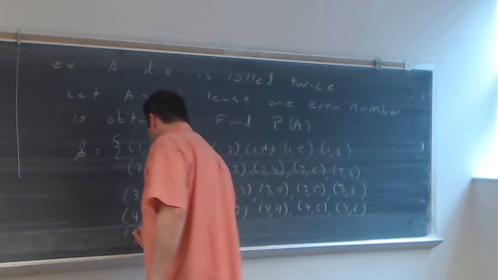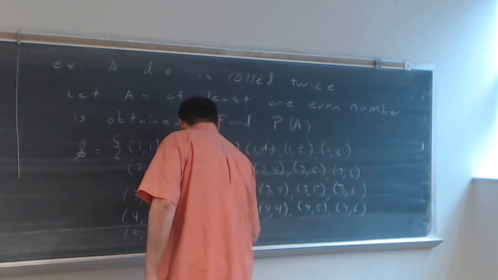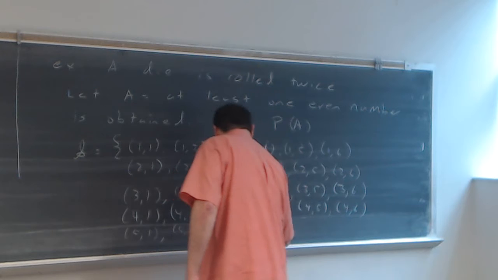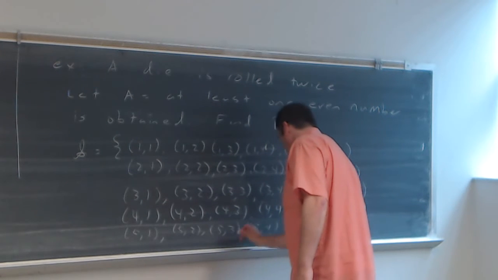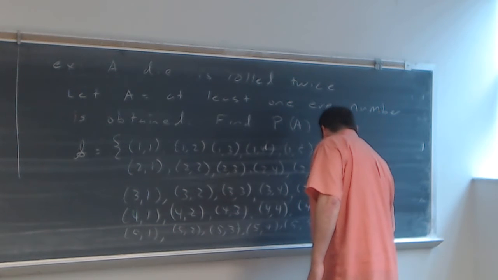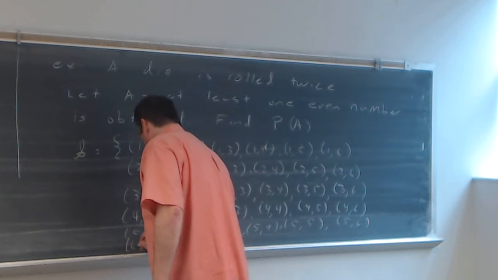Could have gotten 5,1; 5,2; 5,3; 5,4; 5,5; and then finally 5,6. And then lastly, the first die roll could have been 6.